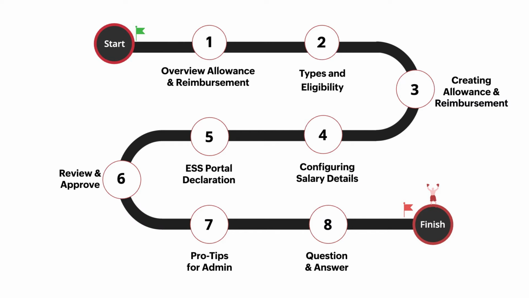As you can see on the screen, we will start with an overview of allowances and reimbursements as groundwork for our discussion. From there, we will explore the different types of allowances and move into the practical aspects of creating them in Zoho Payroll, and we will dive into the flexible benefit plan and how we can incorporate it into the employee salary details. Following that, we will learn about the seamless process of declaring employees' reimbursements from their self-service portal and approving them from the admin tool.